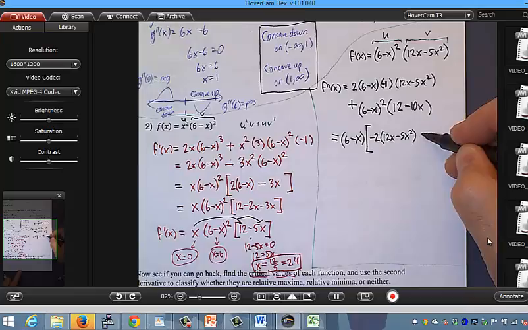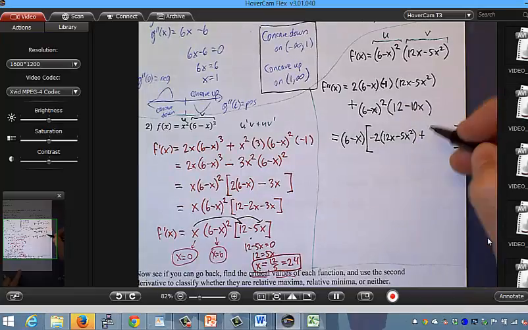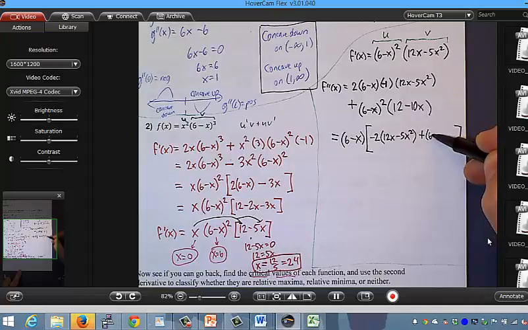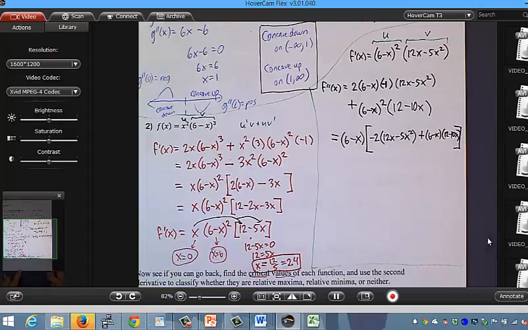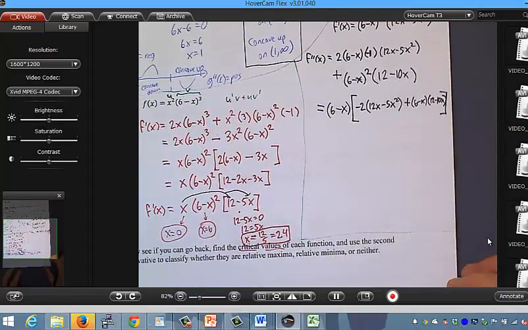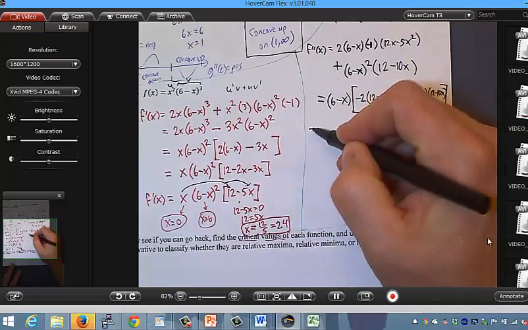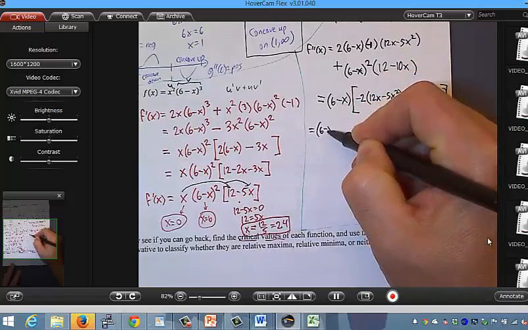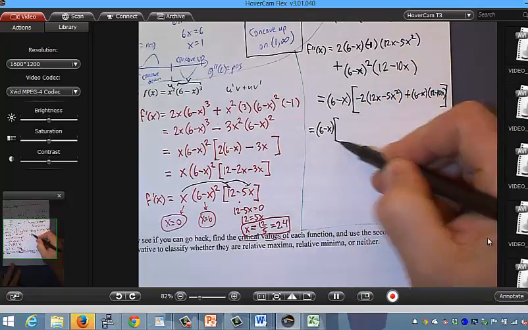And then here, after the plus sign, if I took one of the 6 minus x's out, I'd still have one: 6 minus x, and I'd have a 12 minus 10x. So that's what I have so far. And I think I have to keep simplifying what's inside those brackets. So let me do that.